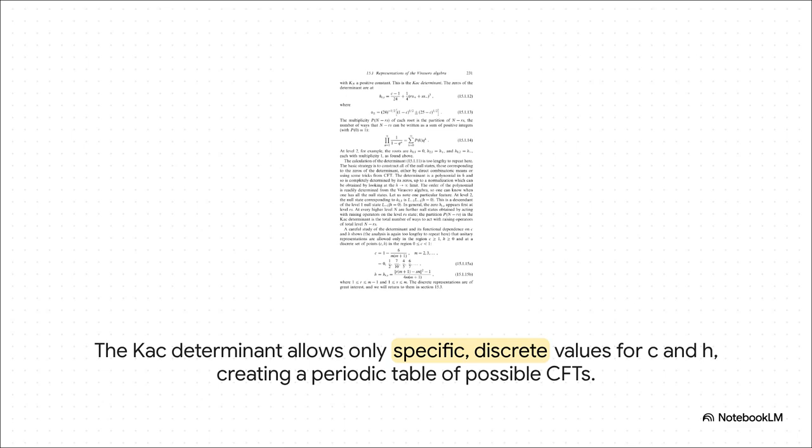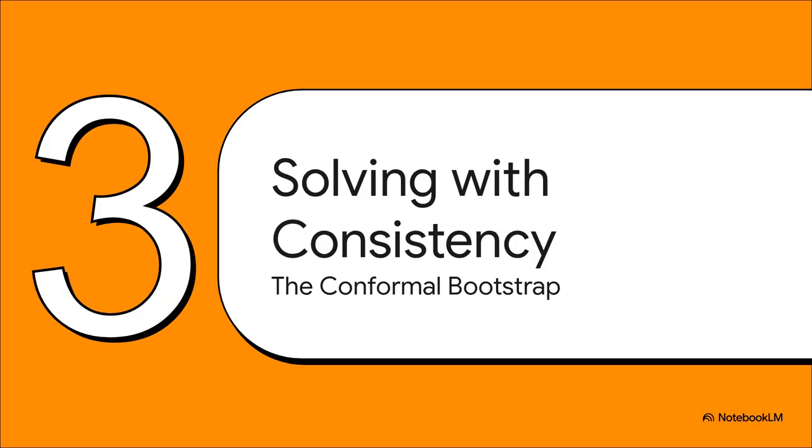It turns out that only very specific, discrete values for the central charge C and the energy H are allowed. It's not a smooth, continuous range of possibilities. It's a quantized list. It's like we've discovered a periodic table for all the possible, well-behaved conformal field theories out there. So that's one way to do it. Start with everything and filter it down. But there's a completely different approach, another way to attack the problem that's just as powerful.